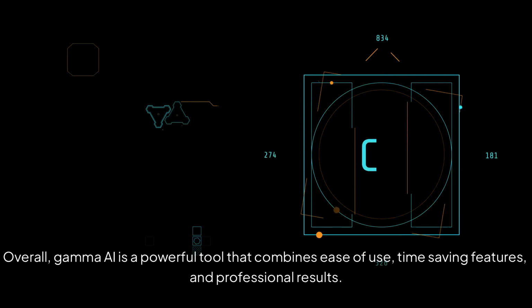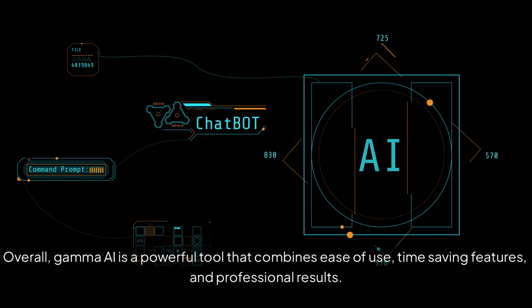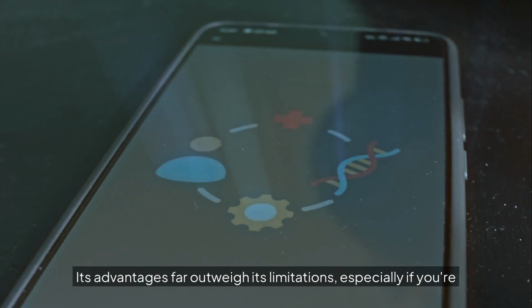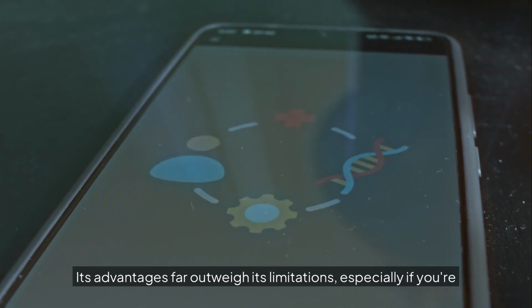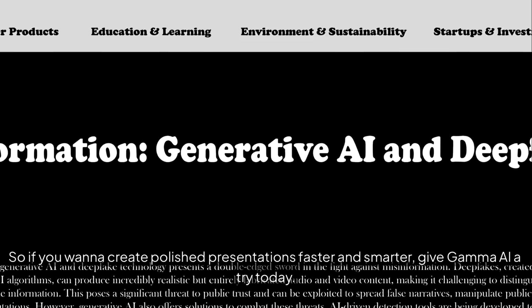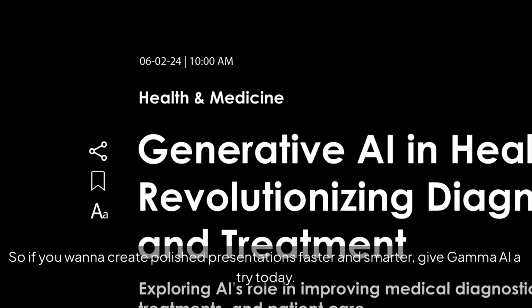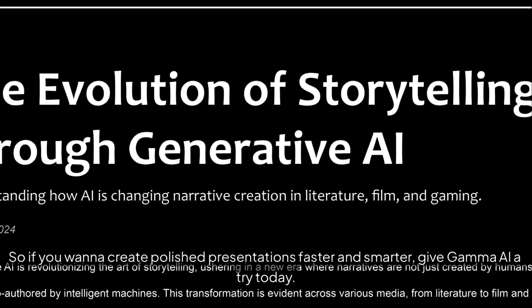Overall, Gamma AI is a powerful tool that combines ease of use, time-saving features, and professional results. Its advantages far outweigh its limitations, especially if you're willing to tweak your slides and add a personal touch. So, if you want to create polished presentations faster and smarter, give Gamma AI a try today.